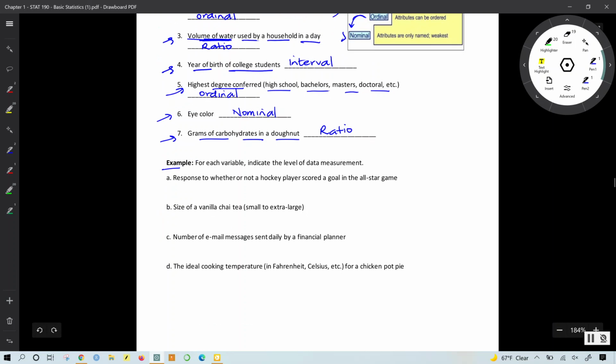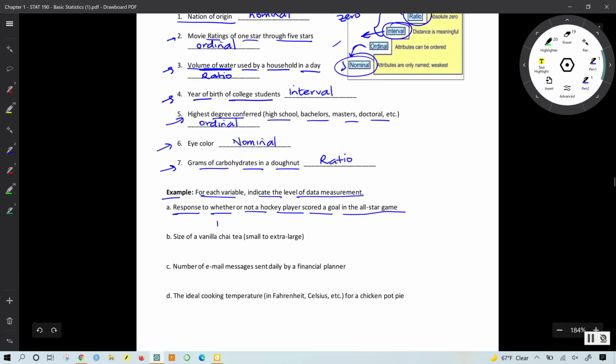Then, for the next example, for each variable, indicate the level of data measurement. Response to whether or not hockey players scored a goal in the All-Star game. That's going to be yes or no. That is definitely nominal. It is nominal because it categorizes without placing an ordering structure. Then you have size of vanilla chai tea from small to extra large. That is also ordinal because it categorizes and there is an ordering based on size.